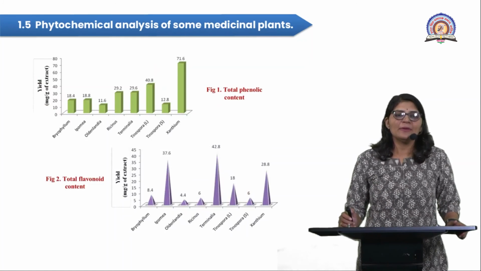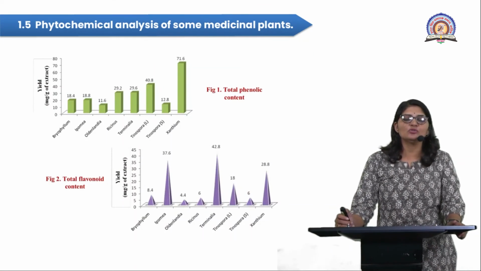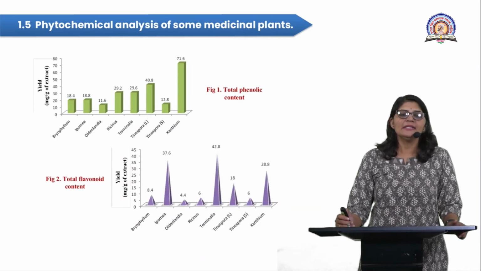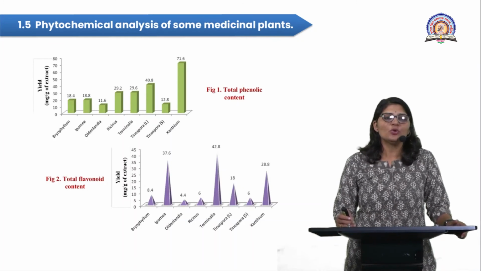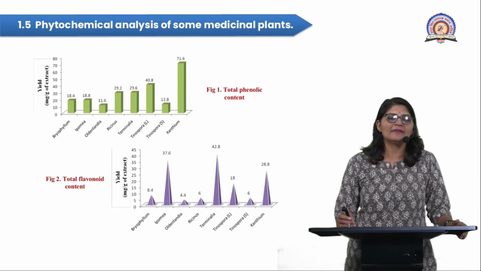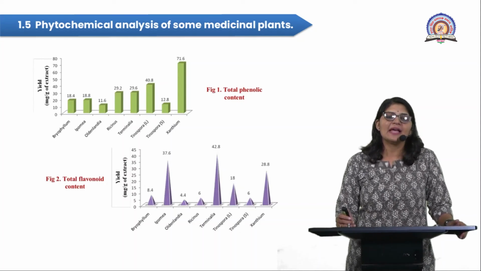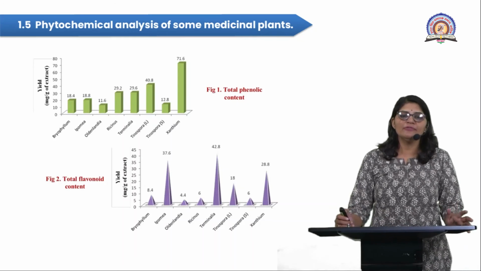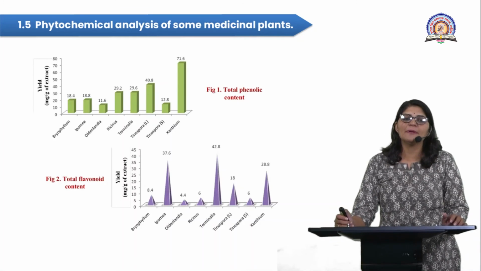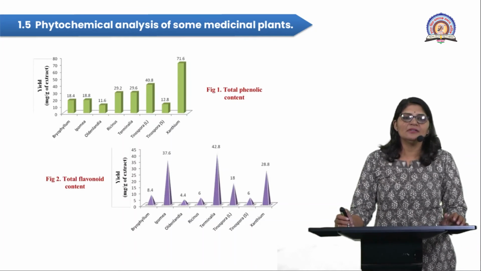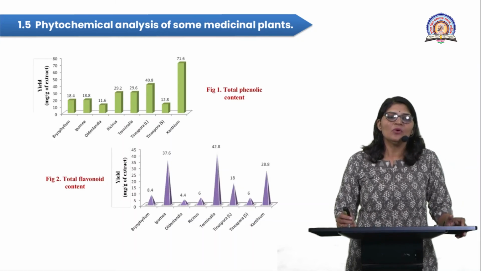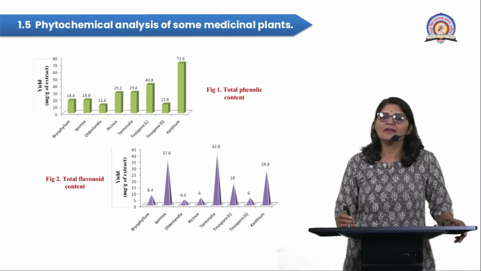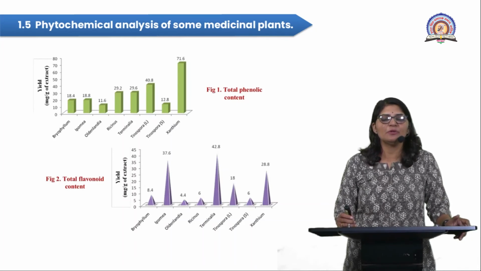Then see the phytochemical analysis of some medicinal plants. Here is the total phenolic content. The first graph indicates the total phenolic content in mg per gram of extract. Xanthium shows more phenolic content compared to Bryophyllum. The lowest is 11.6 in Oleander, and the highest is in Xanthium, 71.6.